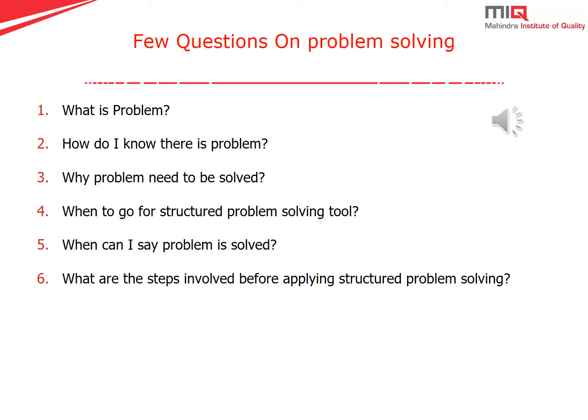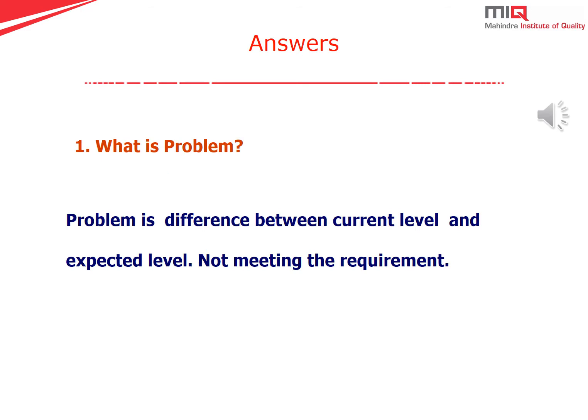It is very important for us to answer the questions given on the slide before we start learning QC story. So let us answer them one by one. Question number one is, what is the problem? Problem is the difference between current level and expected level not meeting the requirements. If all of us start defining the problems like this, we will have a single method for defining the problem and all problems will be then quantified.